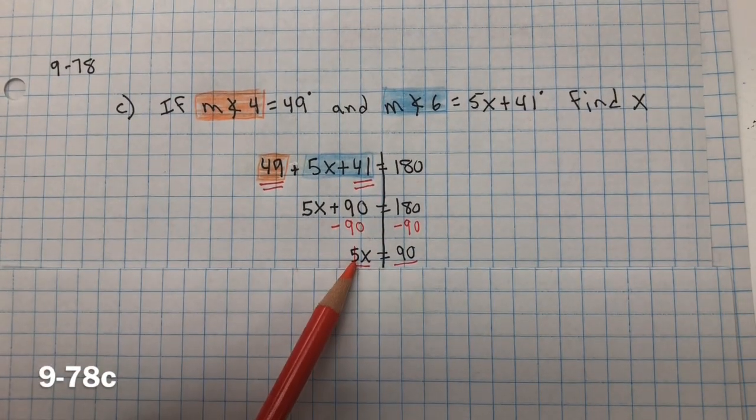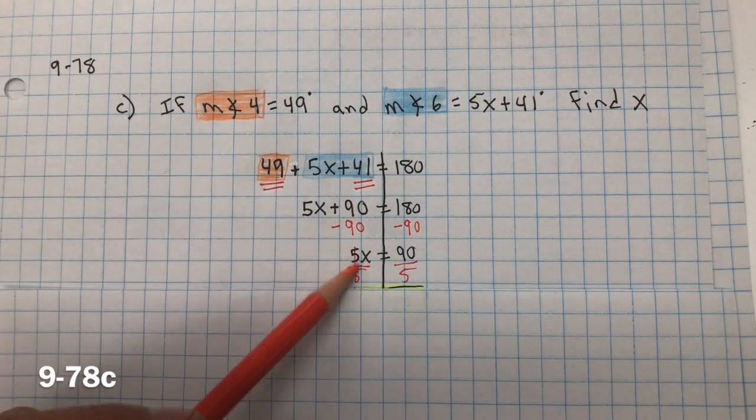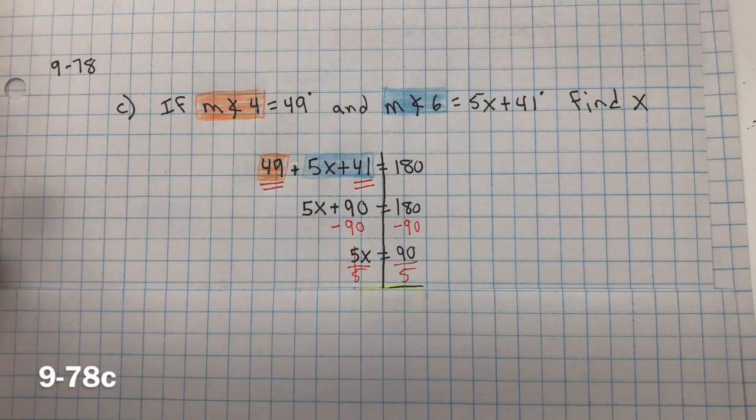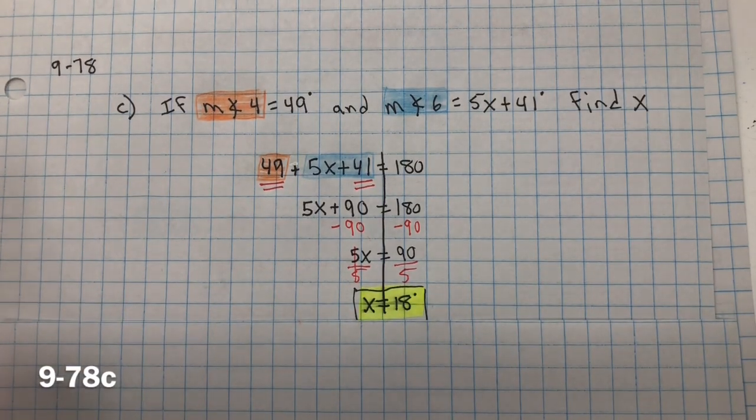Inverse property of multiplication is division. Divide both sides by 5, created the big 1. 1 multiplied by x is x. 90 divided by 5 equals 18. So x equals 18 degrees.